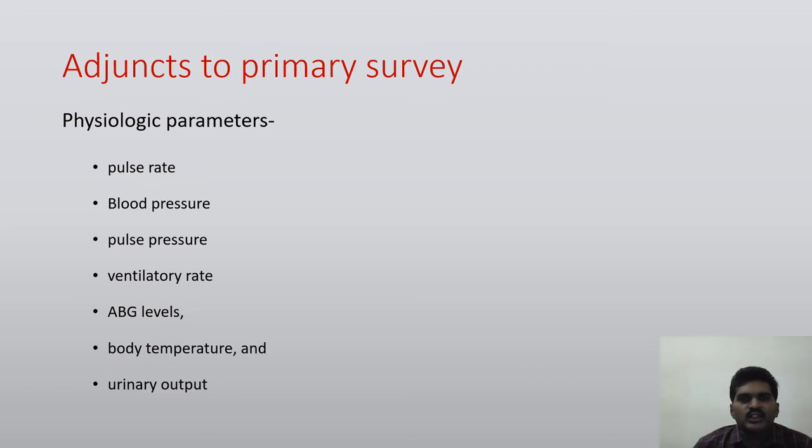There are certain adjuncts to primary survey. These adjuncts are giving some information to you during your patient assessment. There are certain physiological parameters which we have already discussed, like pulse rate, blood pressure, pulse pressure, ventilatory rate, arterial blood gas analysis, body temperature, and urine output. These are the physiological parameters which you will be measuring during primary survey.